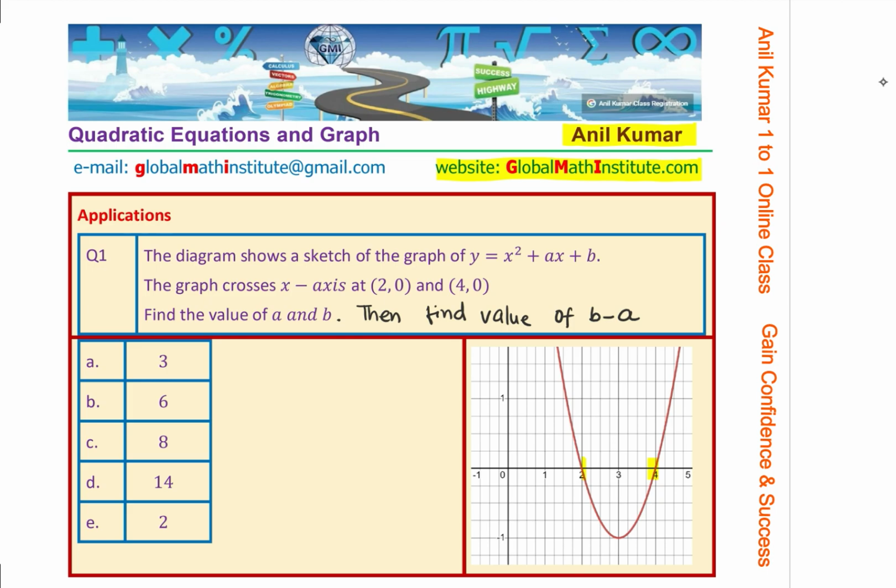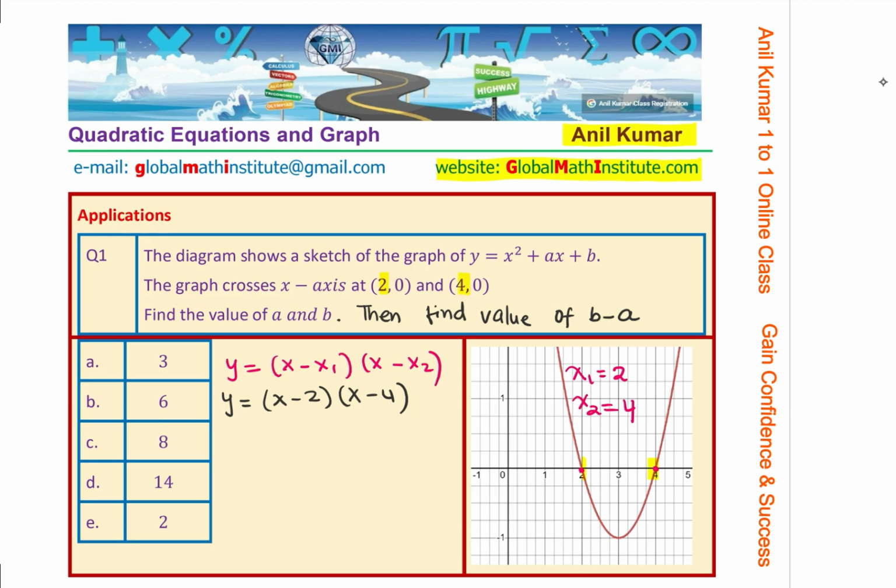We know that the two roots of the equation, the x-intercepts are also the roots, are given. So root x1 is given to us as 2, and the other root, x2, is given to us as 4. And therefore, we can write down the equation as y equals (x minus x1) times (x minus x2), right? Since the roots are given to us, we'll substitute the values and write down this particular equation, which is (x minus 2) times (x minus 4), right? These are the two roots given to us, one is at 2, the other one is at 4.